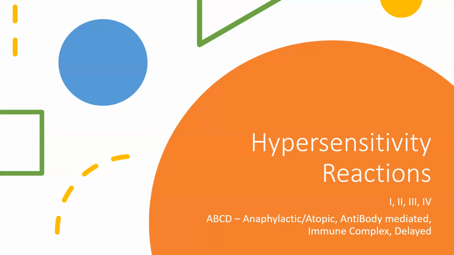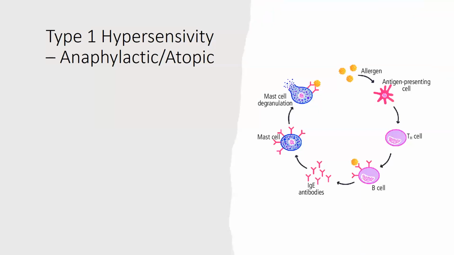Remember, A, B, and C deal with antibodies. So while 2 or B is the only one that's called antibody mediated, anaphylactic or atopic, antibody mediated, and immune complex all are dealing in the world of antibodies. The only one that isn't is delayed. Okay. And we'll look at them specifically and give some examples.